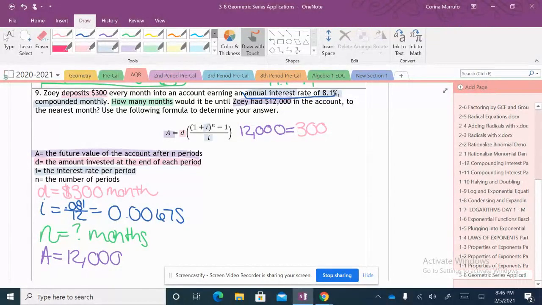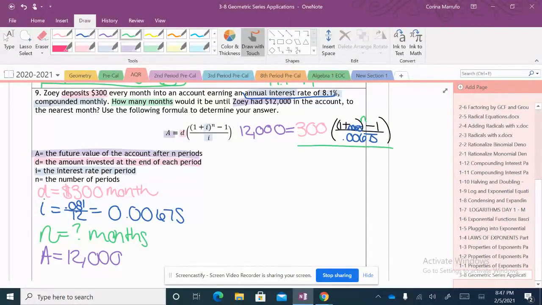Okay, so I'm going to go ahead and copy everything else down real quick. This part goes in parentheses, it's going to be 1 plus, out here is minus 1. And then we plug in our I. So our I is 0.00675. And then we don't know what the number of periods is. That's what we're looking for. So I'm going to go ahead and start solving for n.